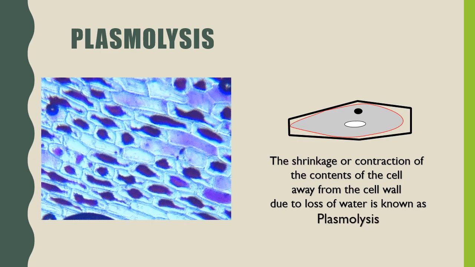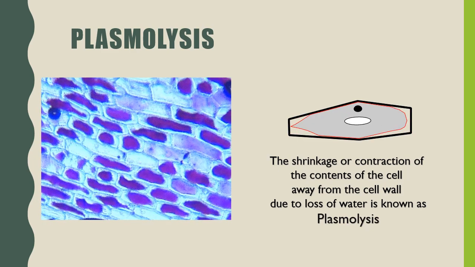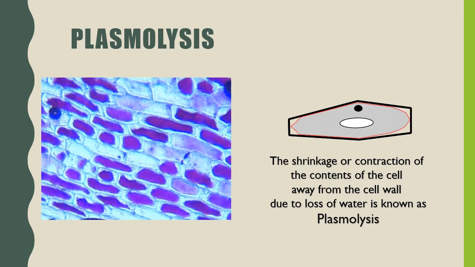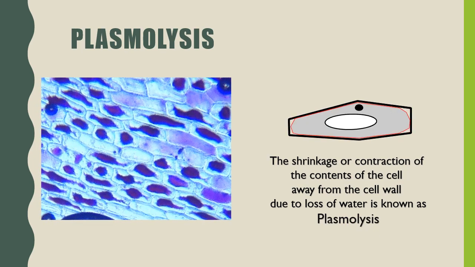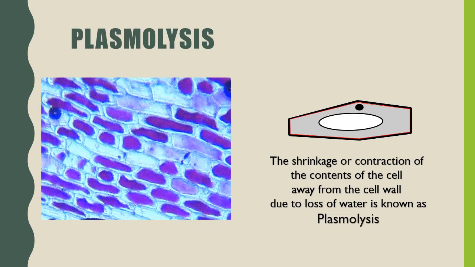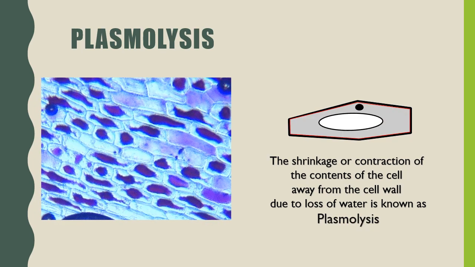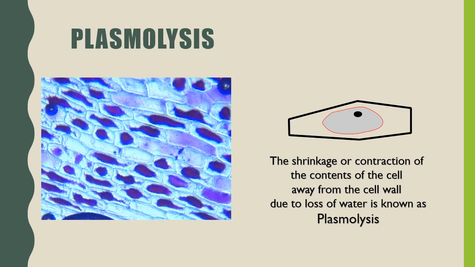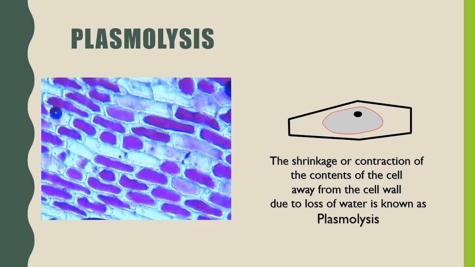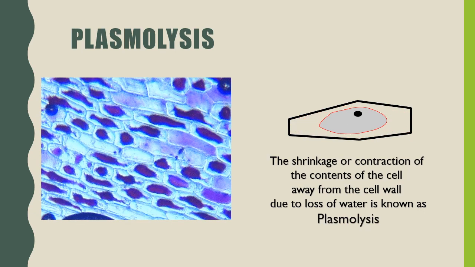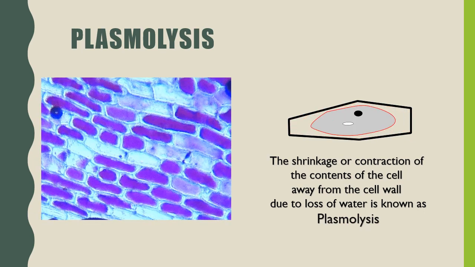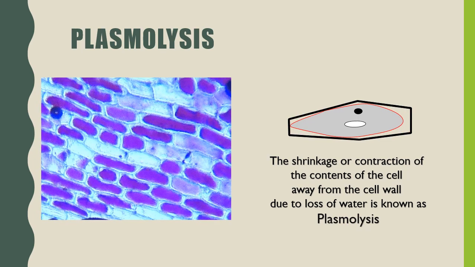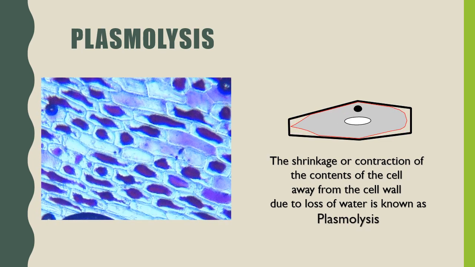So you can see in this, the shrinkage or contraction of the contents of cell away from the cell wall due to loss of water is known as plasmolysis. Why do you think it occurs in saline and in sugar solution? For that you need to go back to the previous 3 videos on transport across cell membrane.